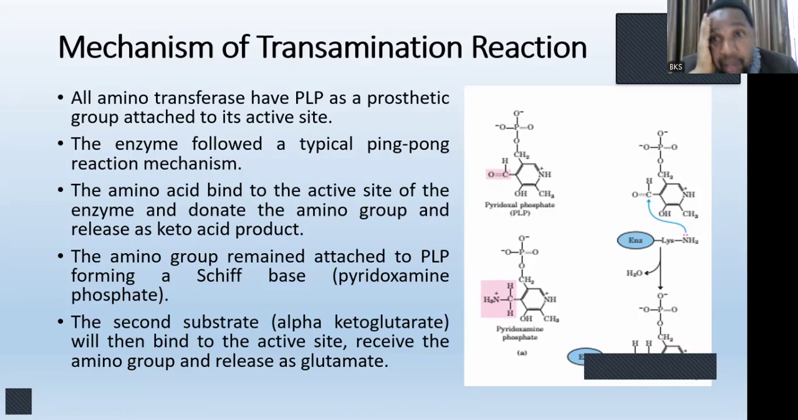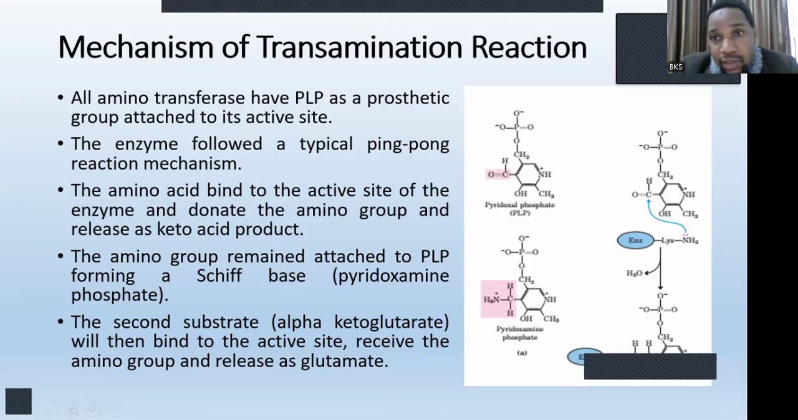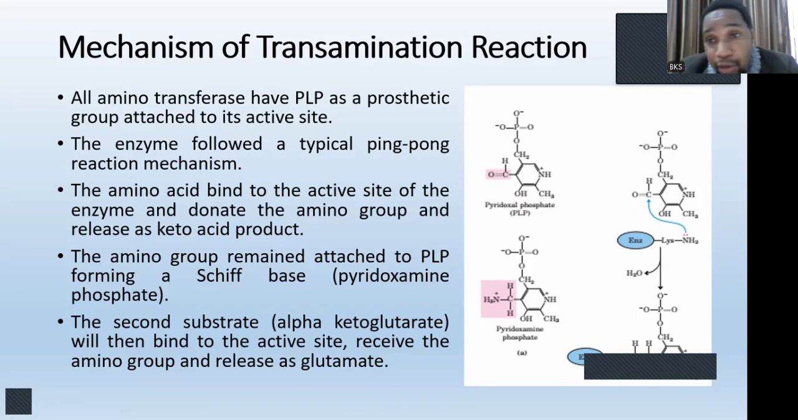Ping pong, you're dealing with two substrates. So also in sequential, you're dealing with two substrates. The question is which one, do they come all together, and which one goes out, which one follows.